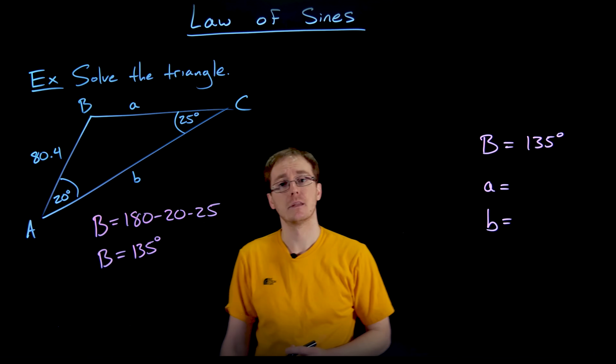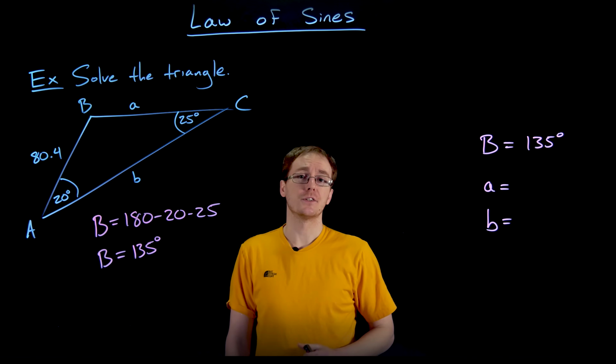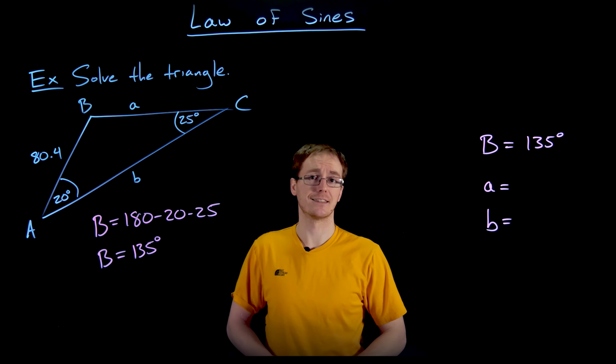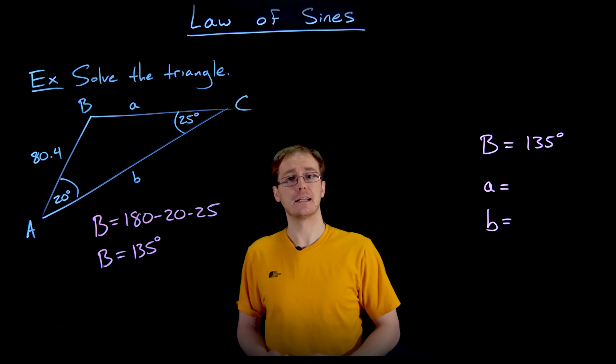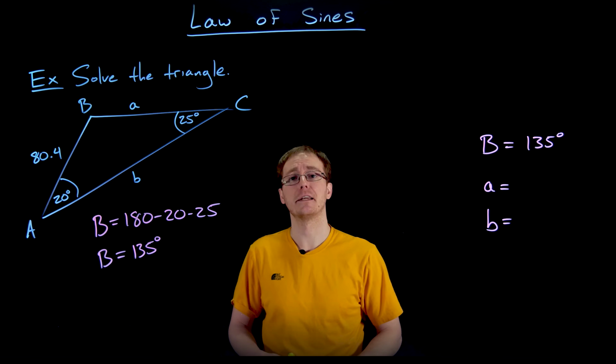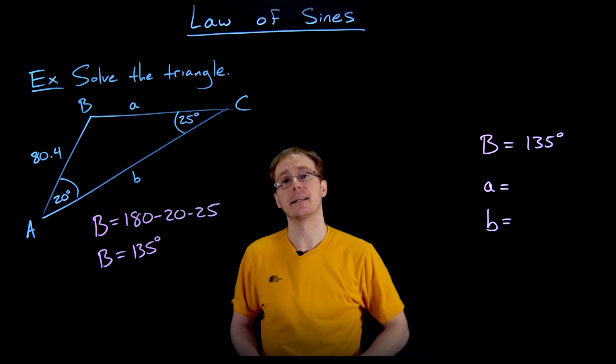our angle B is going to have to be 135 degrees. One thing we might want to notice now is that in a lot of these oblique triangle problems, we're working with degrees instead of radians. So if we're going to have to evaluate a trig function for any of these problems, we want to make sure that our calculator is in degree mode and not in radian mode.